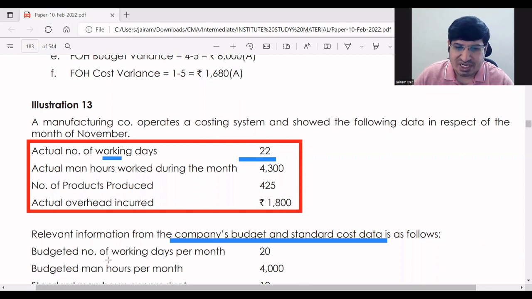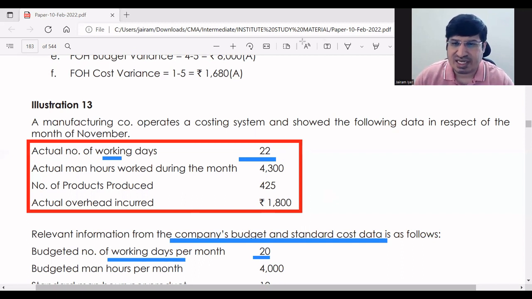So here the budgeted number of working days is 20, ठीक है, और यहाँ पे ऊपर is 22, actual working days 22. So the difference, there is difference in working days, so there will be calendar variance. ये मैं आपको बोलता था कि calendar variance, whether it is there or not, you can identify from the problem itself, okay, directly without doing anything. Okay, so the budgeted number of working days is different than the actual number of working days, you will have calendar variance, as simple as that.